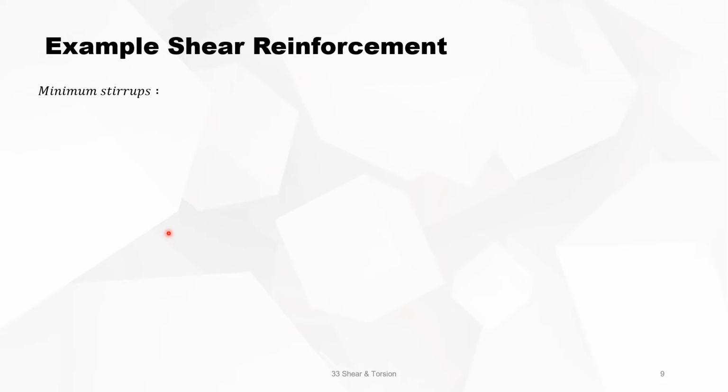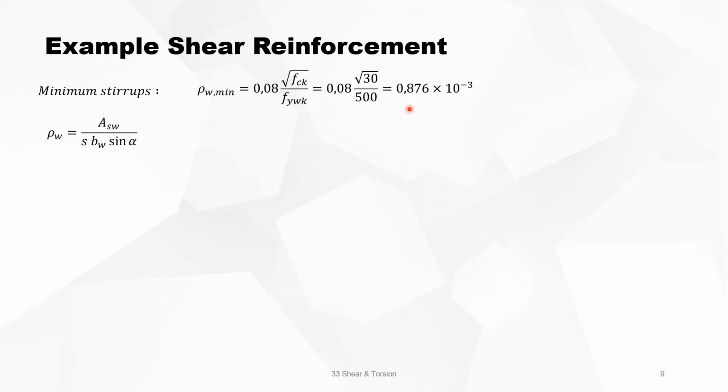Then we first calculate the minimum amount of stirrups that we need. There is always a minimum amount of stirrups that you have to place. And the minimum density of stirrups is 0.08 square root of FCK divided by FYWK, and it's 0.876 × 10^-3. Now we have to convert this into stirrups.